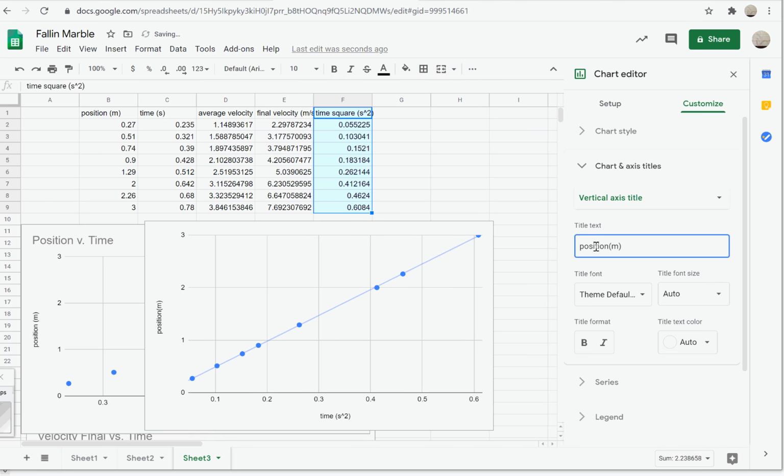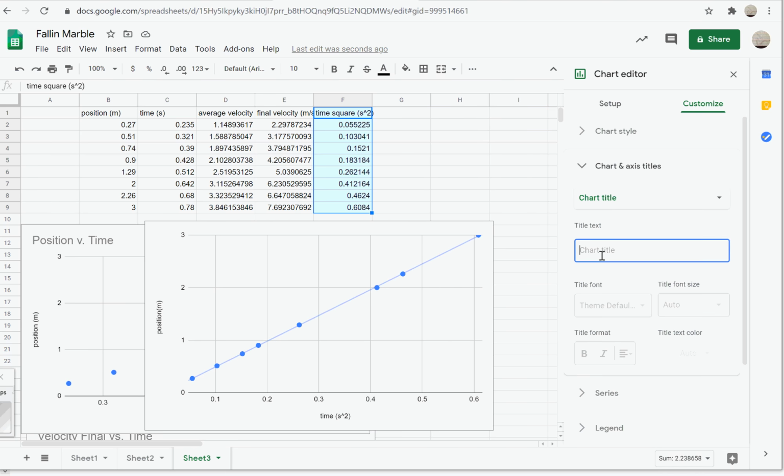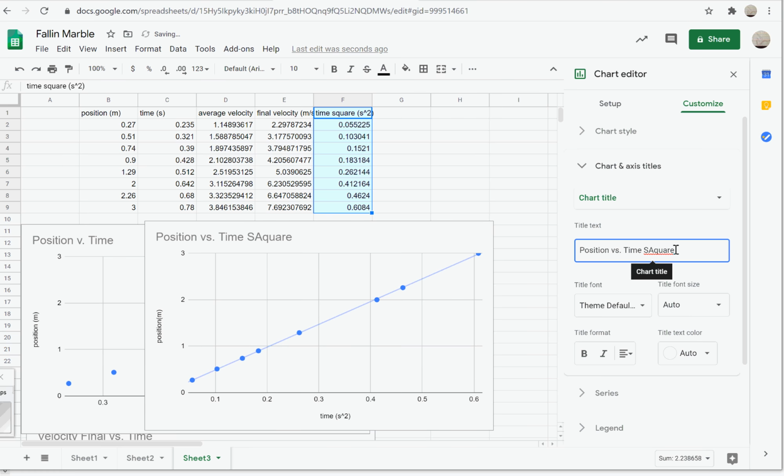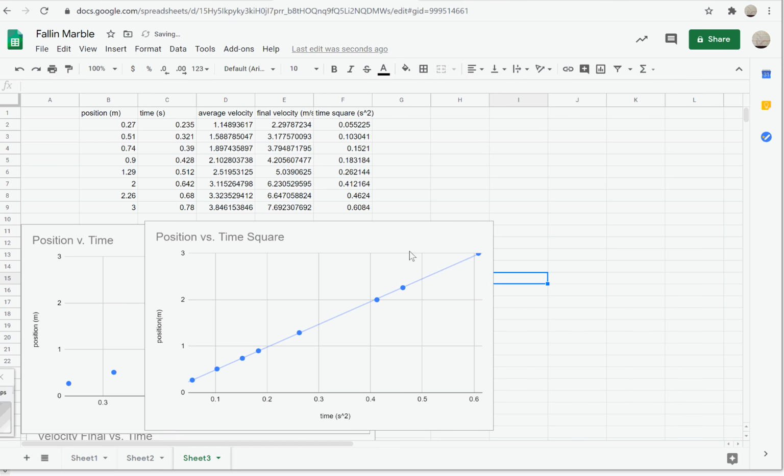Finish typing that. Boom. Oh, that's beautiful. The only thing we've still not done is a chart title, and I thought we did that. I guess not. So this is position versus time square. And you're going to have a lot of graphs to turn in. That's what's really neat about doing this in your Google Sheets. You can kind of take them and clean these up.